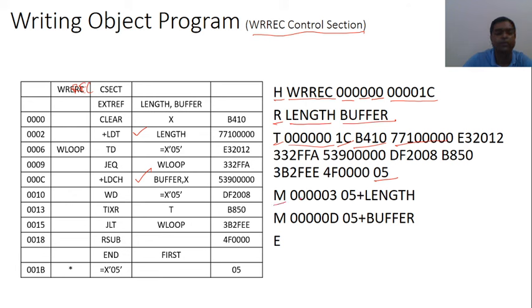First column M. Then what will be the address here? You can see 0002. It is the address corresponding to 77. What will be the address corresponding to 100003? So our modification record will be at 000003, and I have to perform the change in 5 half bytes. So it is written here 05, and what we have to do, add the value of LENGTH. So it is written here +LENGTH.